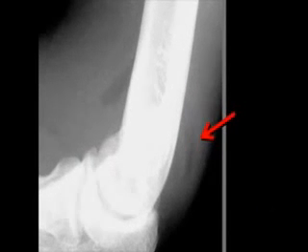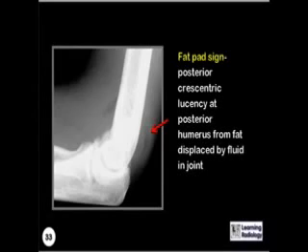What is the name of this sign? This is the posterior fat pad sign, which is that posterior crescentric lucency seen at the posterior distal aspect of the humerus from fat which is being displaced by fluid in the elbow joint, most often associated with a fracture around the elbow joint.